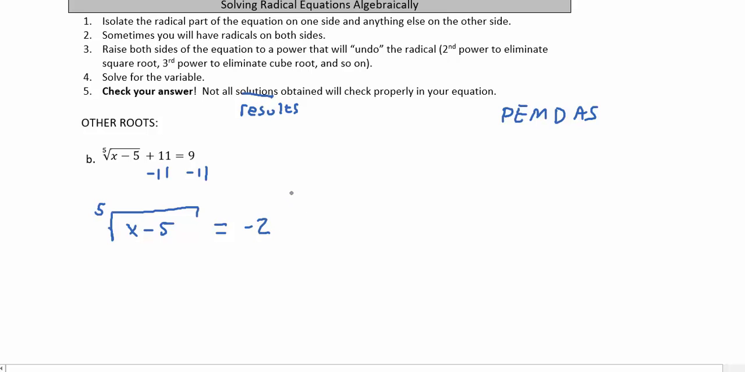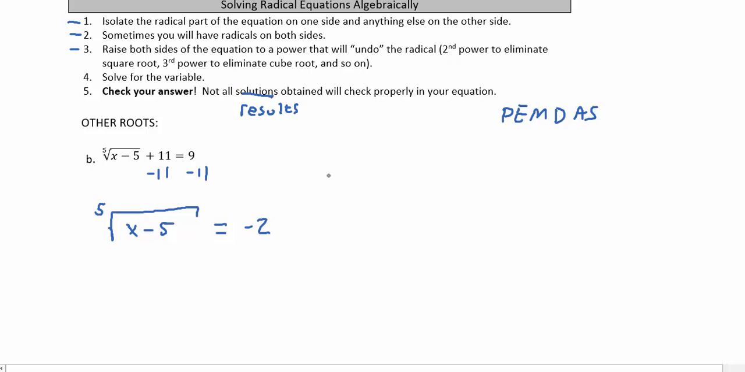Now earlier in the video I mentioned that you have to have caution when that comes out to be negative, but it turns out since my index is odd, we don't have the same problem as we did earlier in the video. But I'm going to just keep going through the steps here. I've done step 1, I've isolated the radical part. We don't have radicals on both sides, so I'm going to raise both sides of the equation to the fifth power since the index on the radical is a 5.